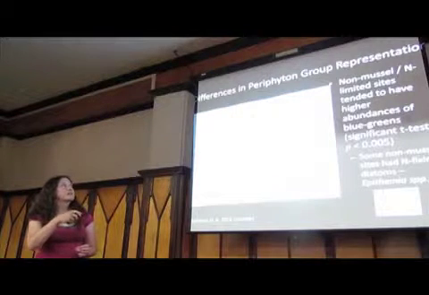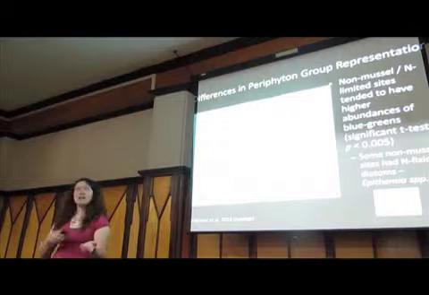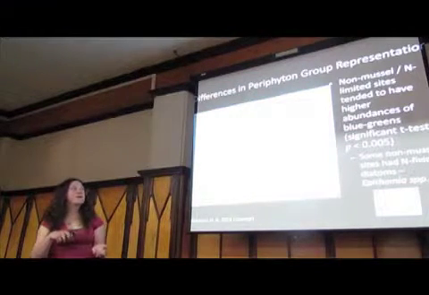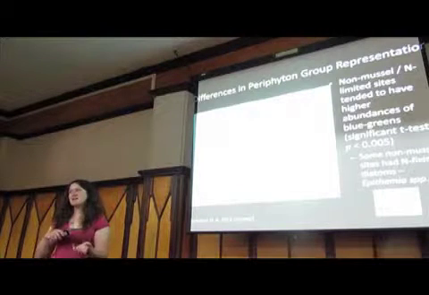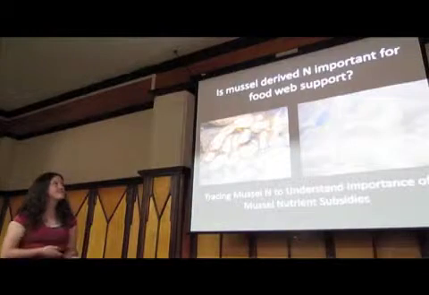And at the mussel sites, we saw a higher proportion of diatoms. And diatoms are really good food quality for things like mayflies, while blue-green algae, not so much. So they're changing the periphyton group assemblage as well.